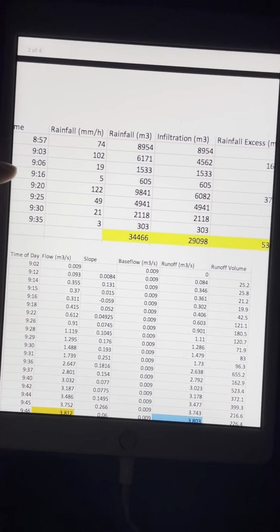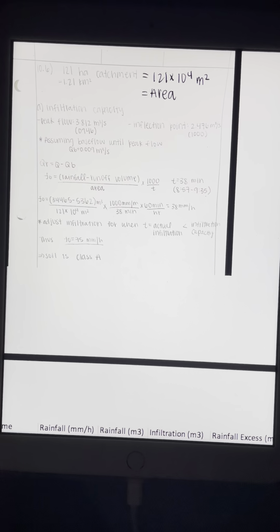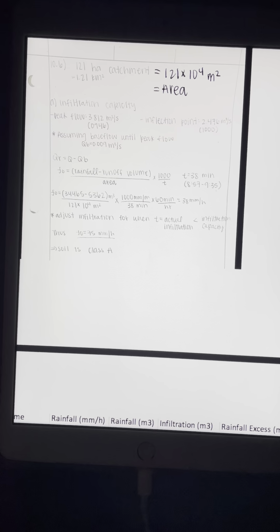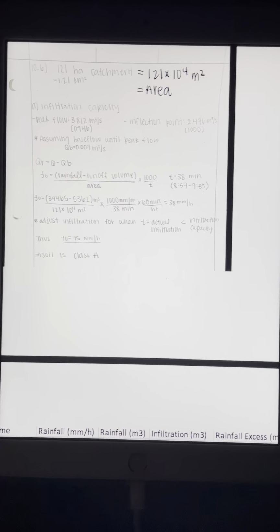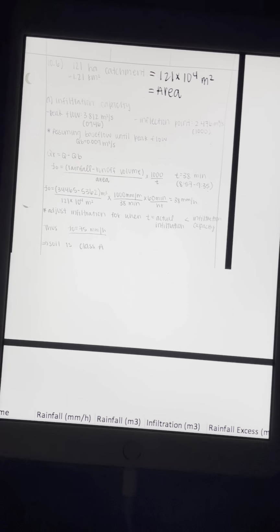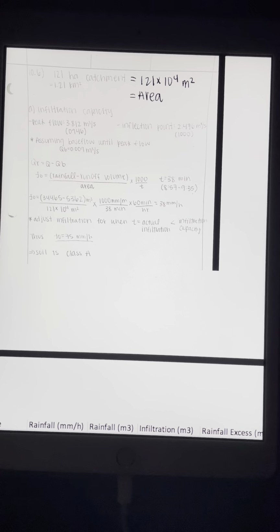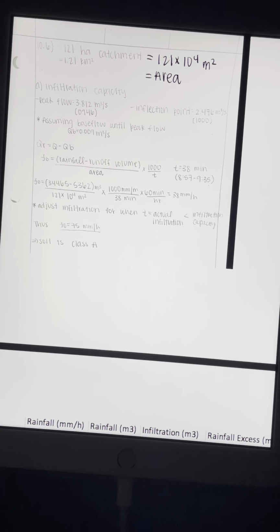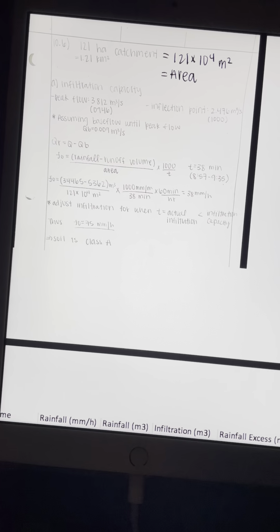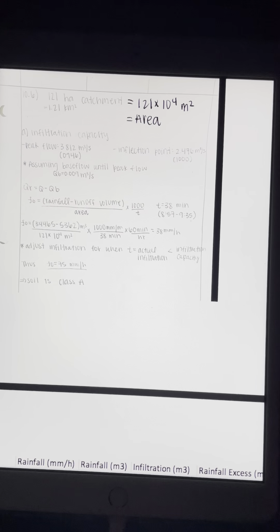And I got the 38 minutes from this table right here. 8:57 to 9:35 is 38 minutes. And the infiltration capacity is 38 millimeters per hour. However, you have to adjust infiltration for the times when the actual infiltration is less than the infiltration capacity. So the actual infiltration capacity is 75 millimeters per hour, because if you use that, the equation will yield the same runoff volume. And the soil is class A.